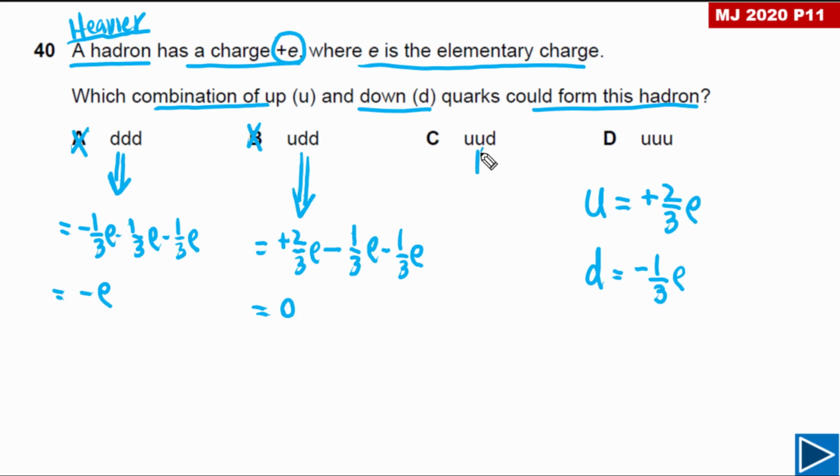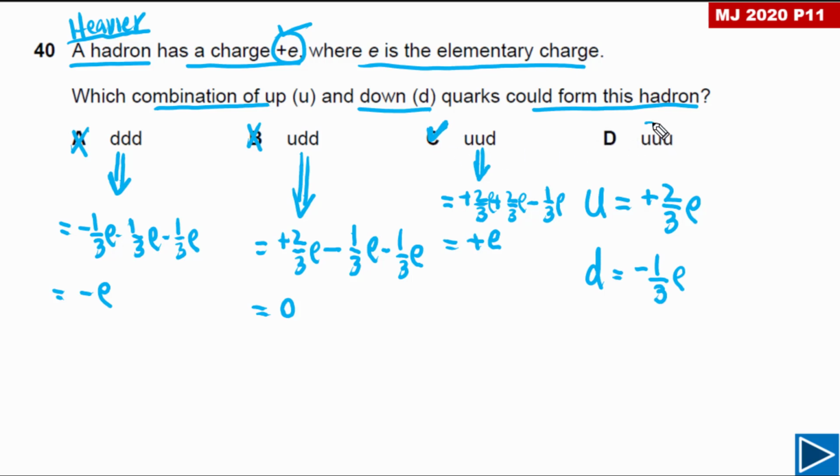So option B is also not correct. If we go to option C now, we can also find the total charge. That is plus 2/3 e, the charge on a single up quark, and we have two up quarks, so plus again 2/3 e, plus a down quark, minus 1/3 e. If we add all these charges together, our final answer is plus 1e, and that is the charge on this hadron. So this is the correct option, that's the answer.